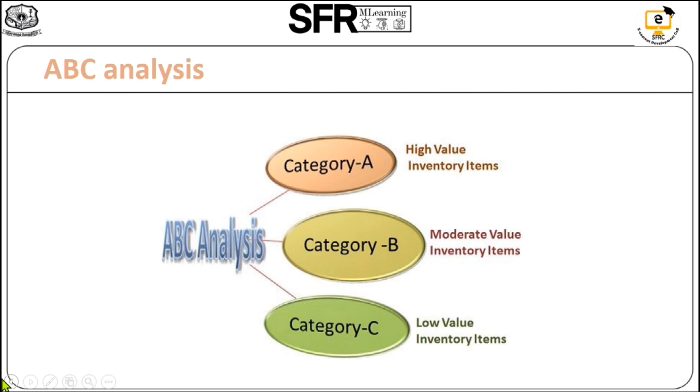Next we have category B. For these moderate value inventory items, they will have stock control as well, but just a moderate concentration. For low value inventory items, they will have regular inventory control over this category C.